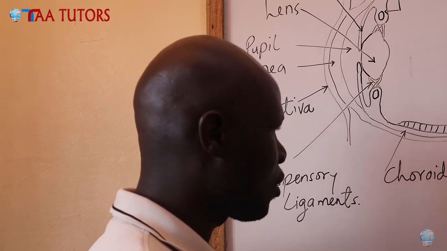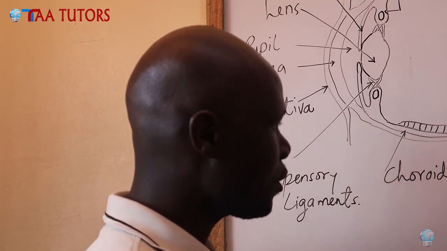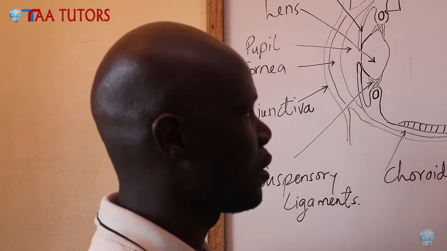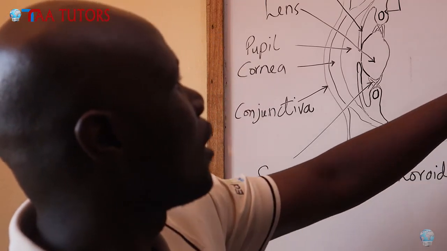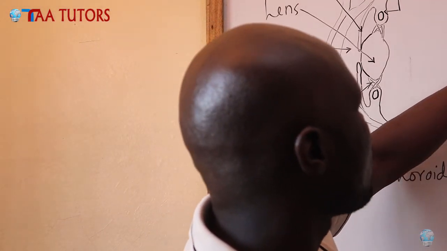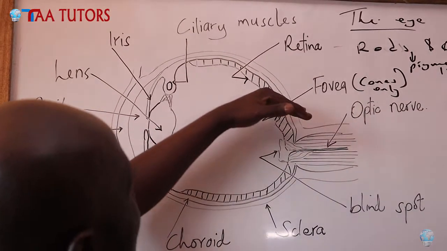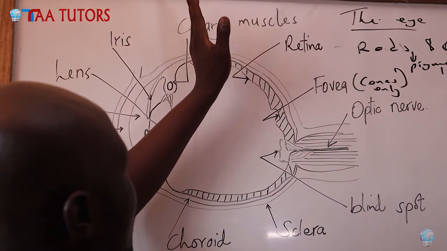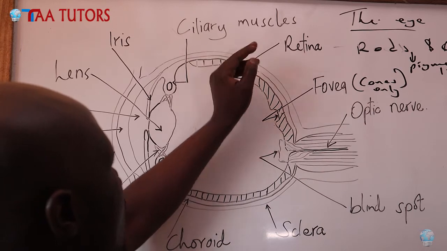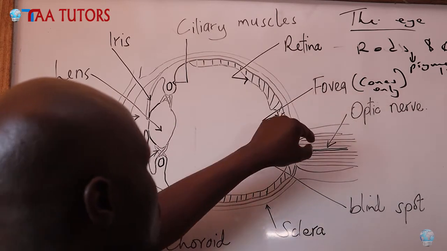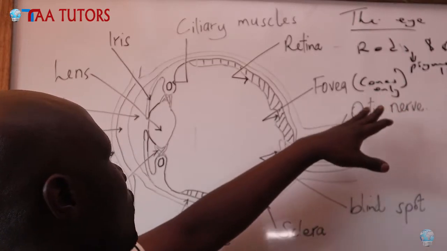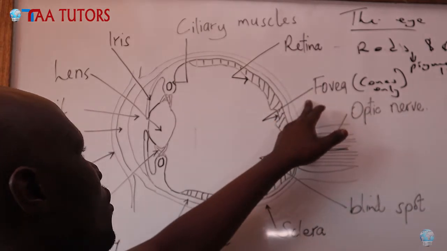So when it receives all of those particular lights, the vision will be white, of course. Those particular cones are concentrated on the fovea, but that does not stop them from being in any other part of the retina. I have said that they are found in every part of the retina, but in the fovea, what is concentrated is mainly cones. Therefore, that is where the image will be formed.